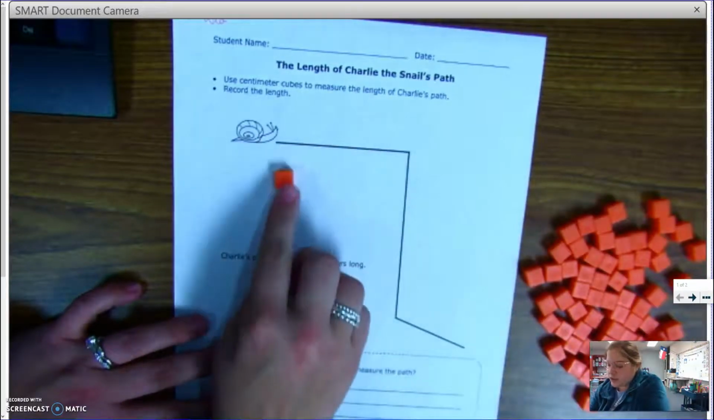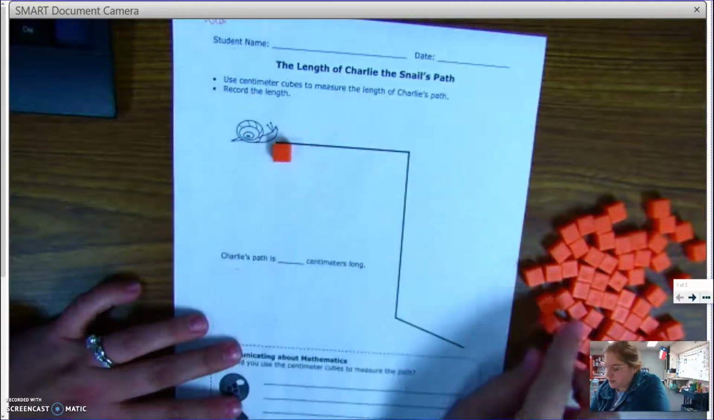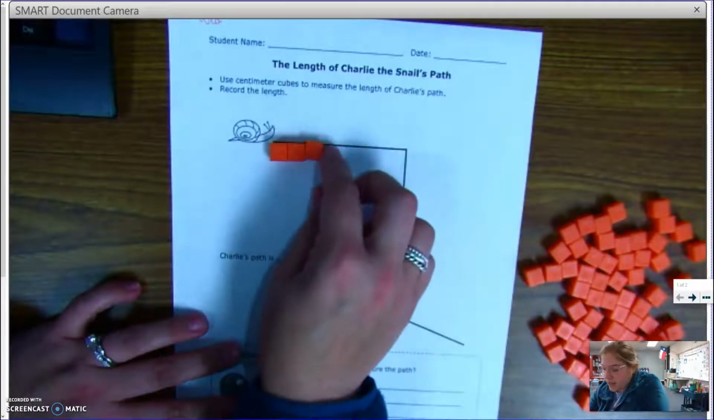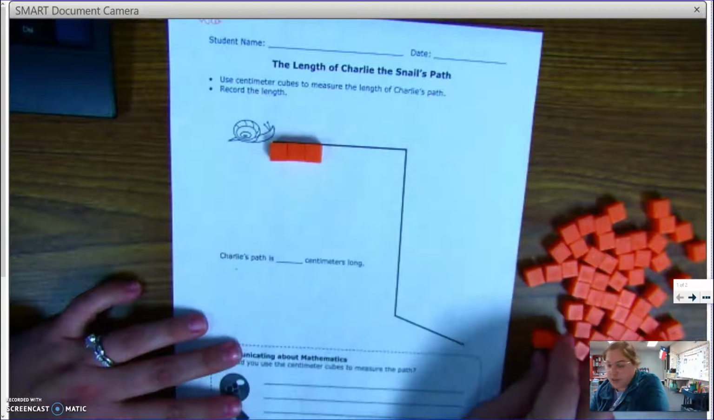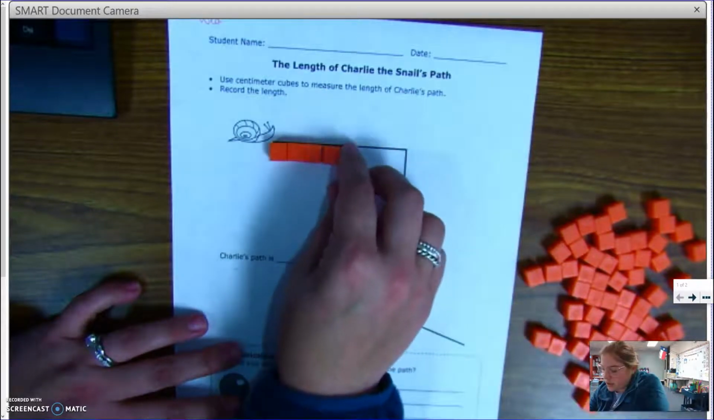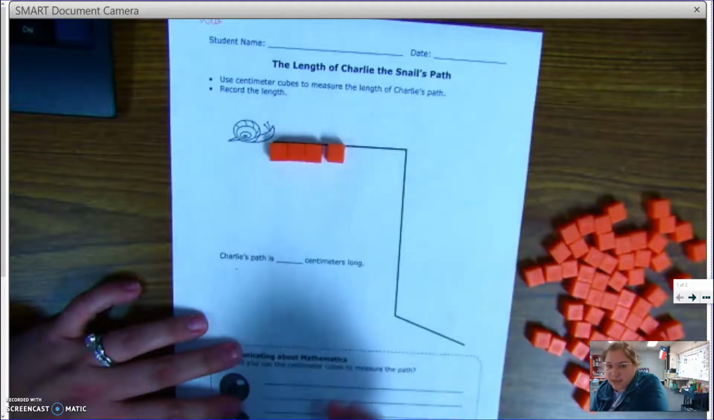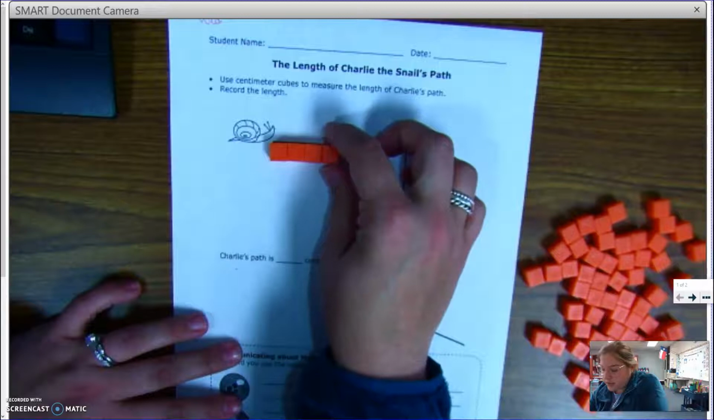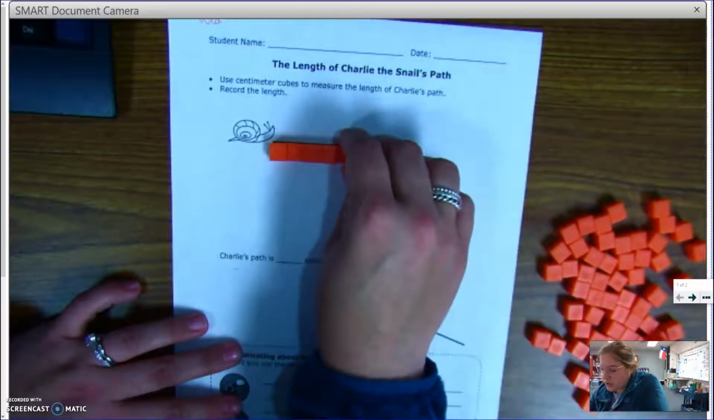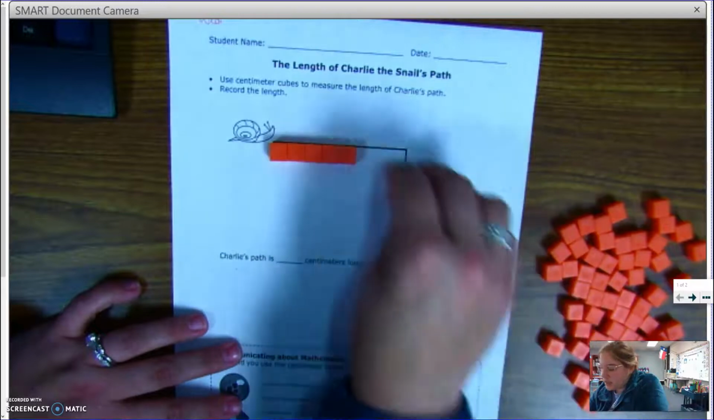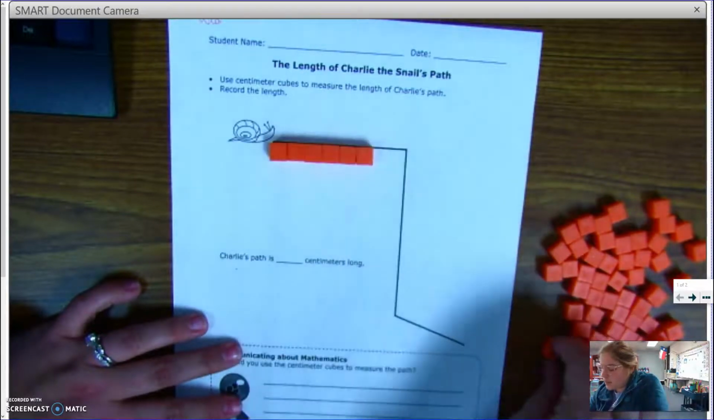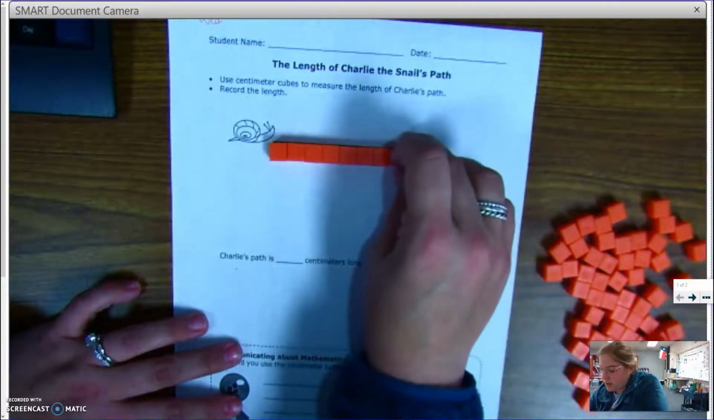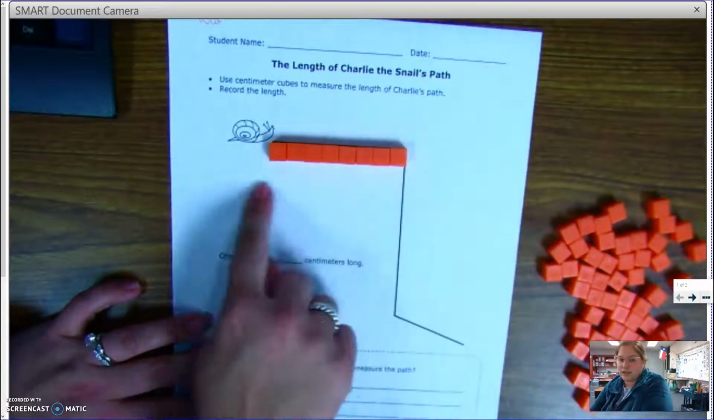So I'm going to come and start at the very end of the line and measure Charlie's path. And I'm going to make sure that my centimeter cubes are touching each other. I can't leave gaps like that, or I'm not going to get a good measurement. So I need to make sure that my centimeters touch just like this, and I can see what his path will be. Okay, so I have this section done.